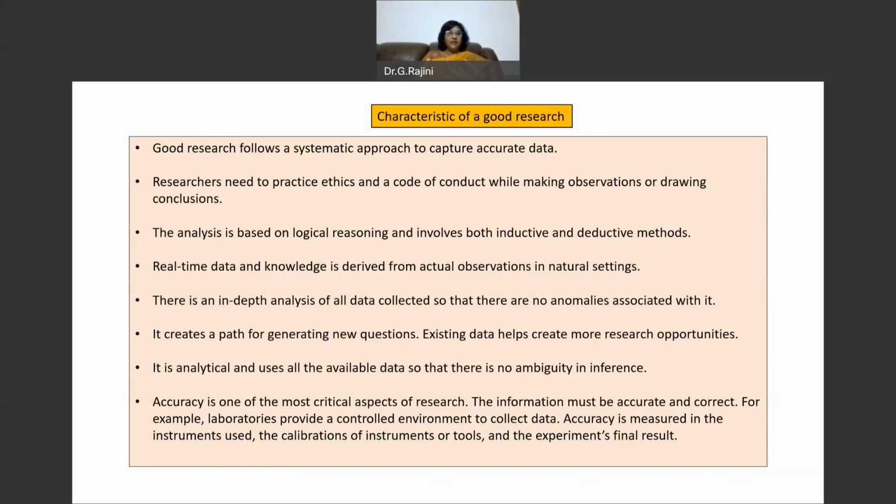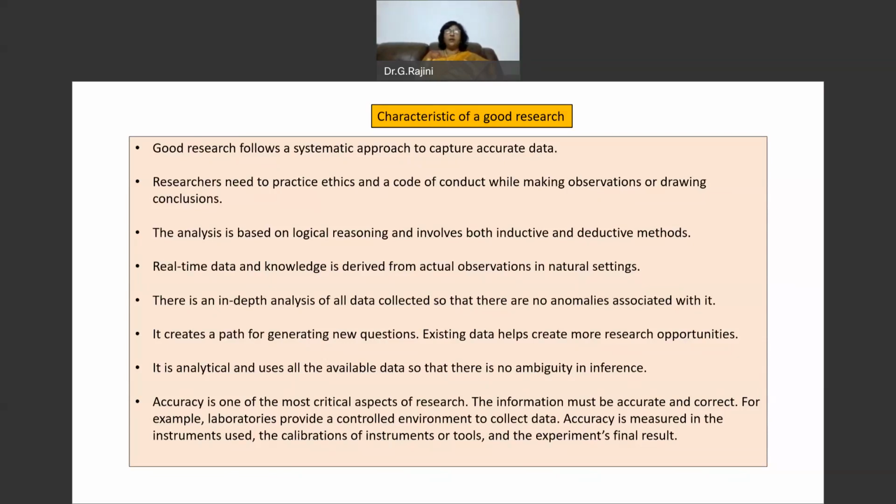And then real-time data and knowledge, and that's what I told you, like it is observed in the natural setting. Then we can go in for in-depth analysis of all the data collected, so that there are no anomalies associated with that. And it creates a path for generating new questions as well. Existing data will help us to create much more opportunities.